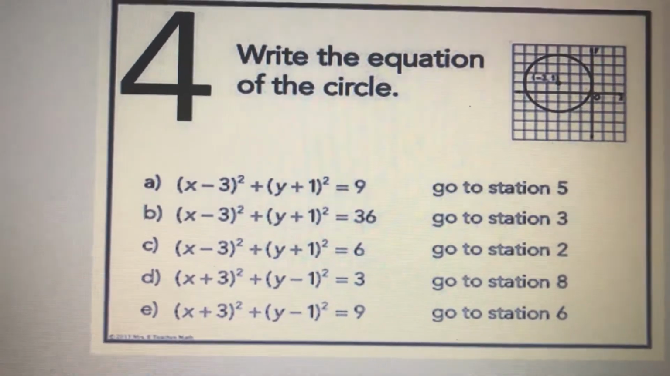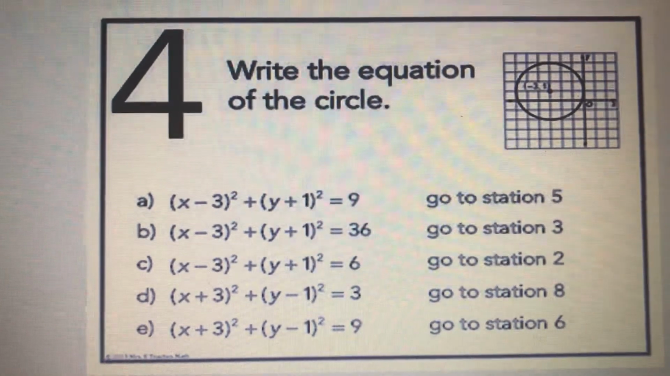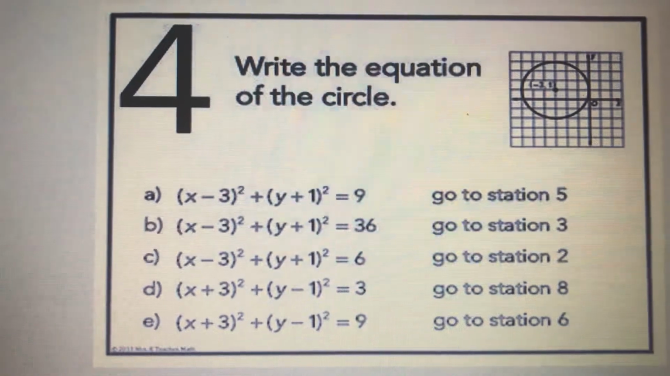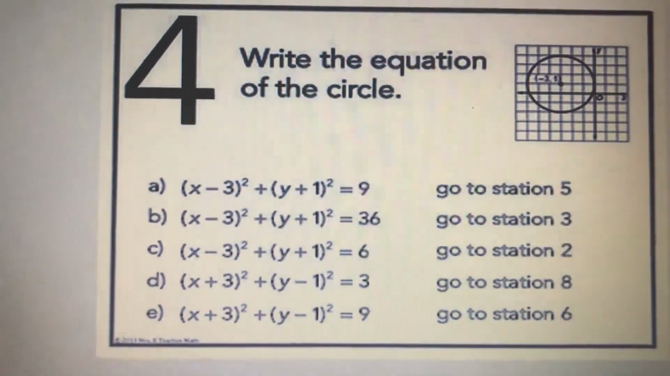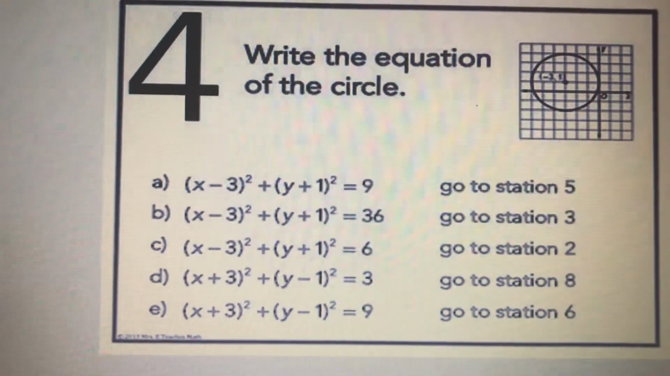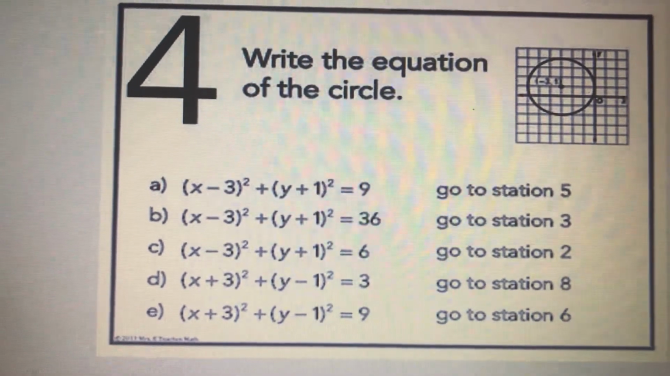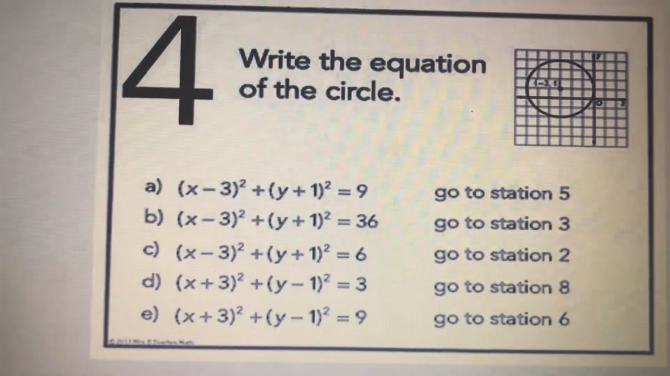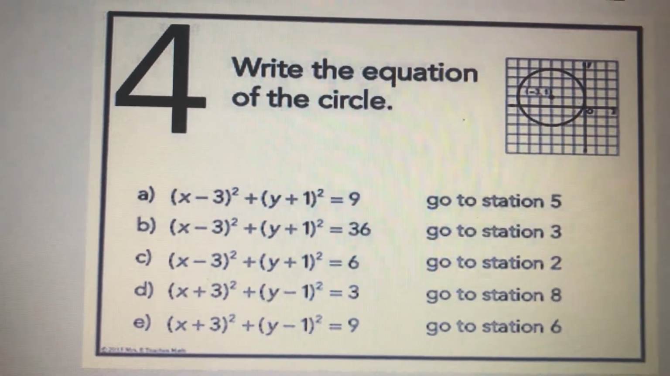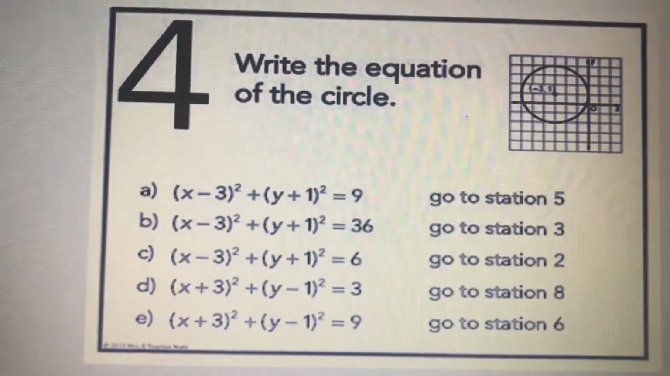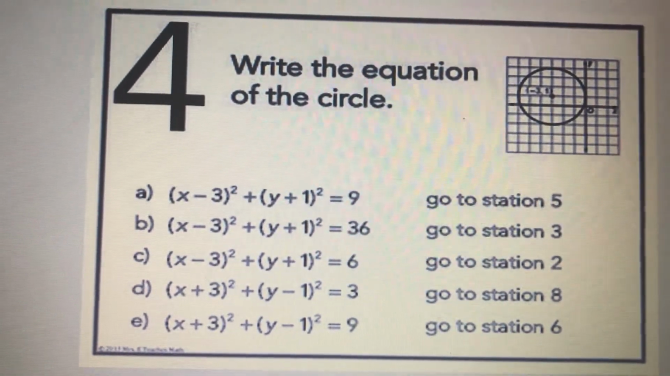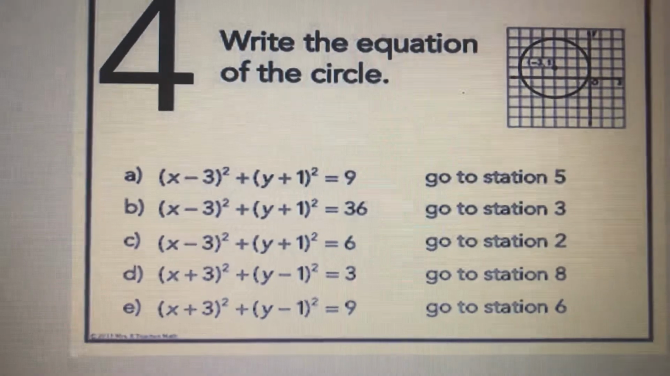Let's look at D. Our h is negative 3, so I'll make it a positive 3. And our k is 1, so that's negative 1. Both of those fall into that. Now, I said that our radius was 3 because we counted from the center of the circle to the outside line of the circle. We counted 3 spaces. So don't forget on the equation formula, it's radius squared. So 3 squared would give us 9. So in this case, our answer would be E.